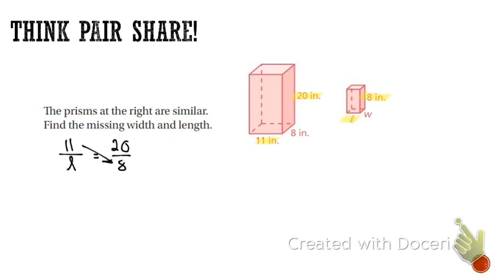All right, now we can do our cross products. 11 times 8 is 88, and 20 times L is 20L. Divide both sides by 20, and L equals 4.4 inches.